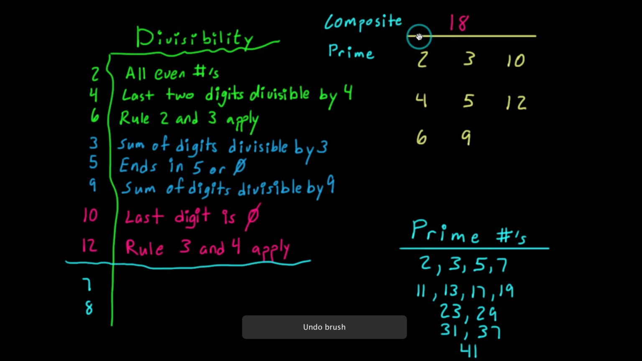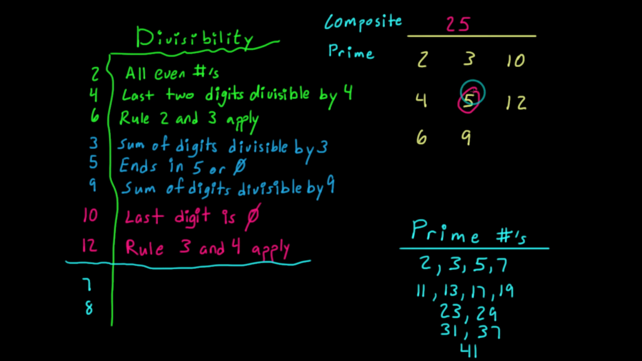In fact, that was a little bit easy. So I'm going to put another number up on screen. What about 25? Well, since 25 ends in 5, it must be divisible by 5, and it's automatically a composite number.